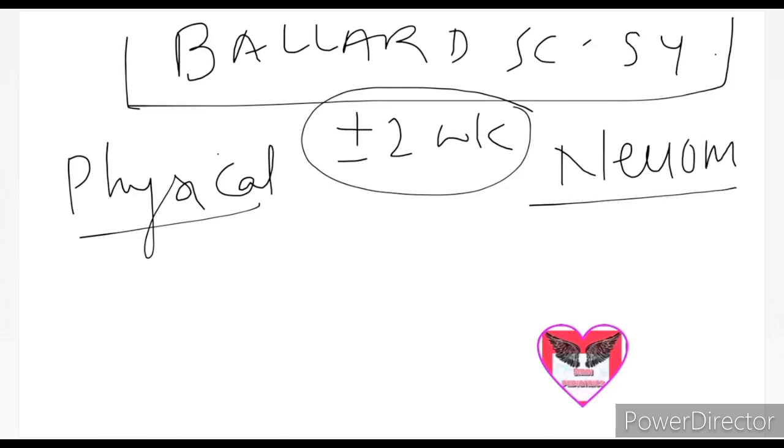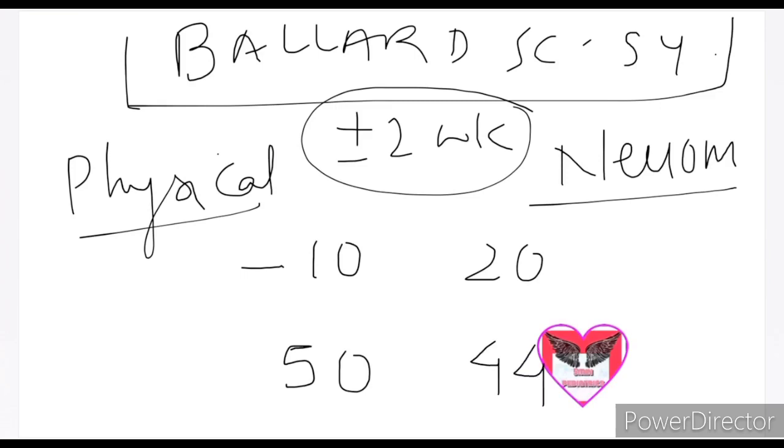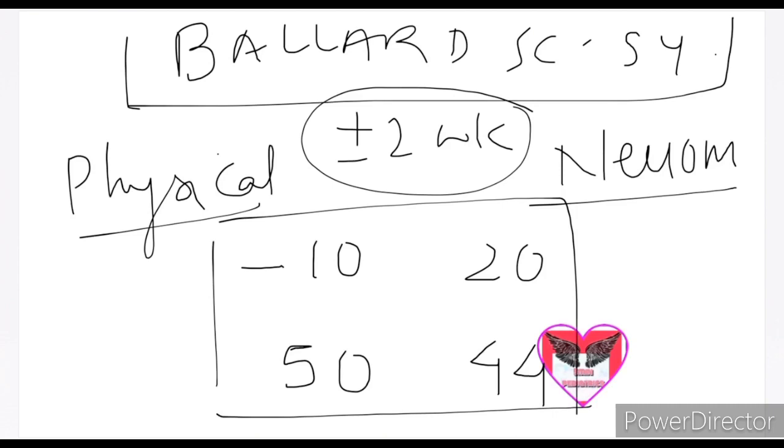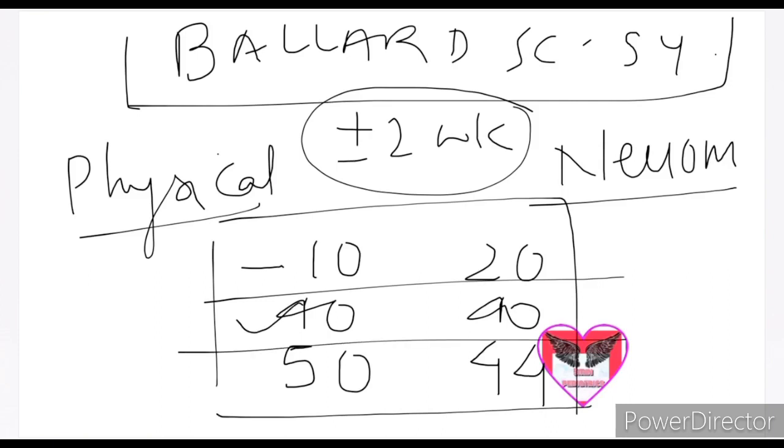Okay, here we have scoring of minus 10 to 50 and weeks of 20 to 44 weeks. One question is commonly asked: at what score and gestational age does the score match each other? At 40 weeks, the score is 40 and the week is also 40. So let us start. For physical criteria we have a mnemonic.